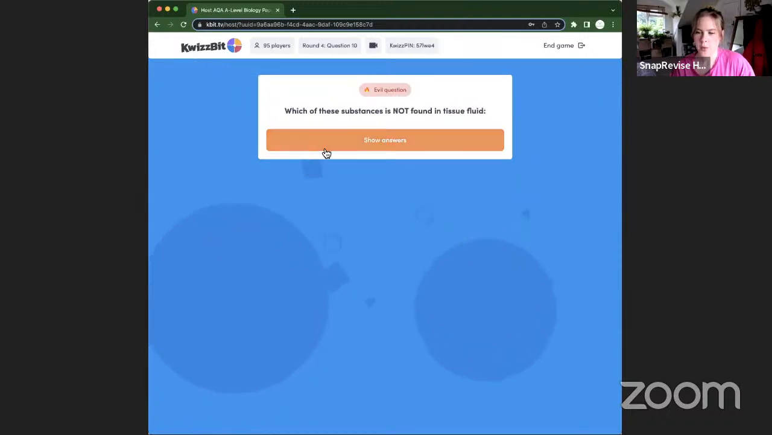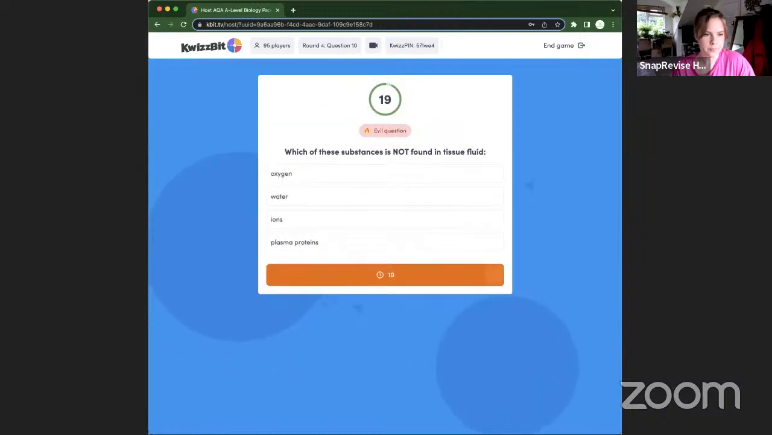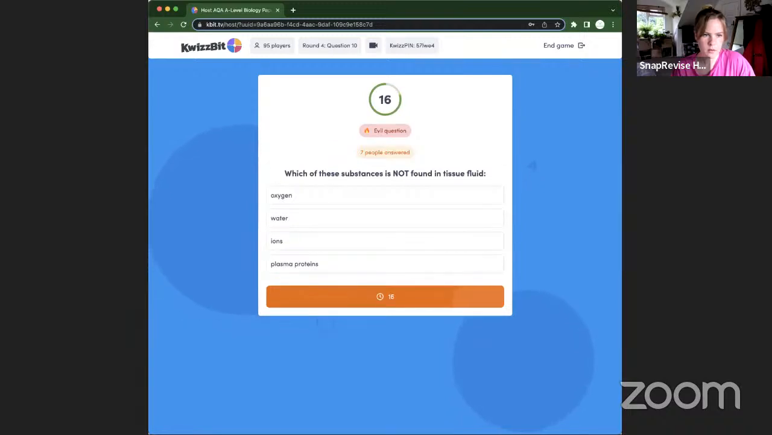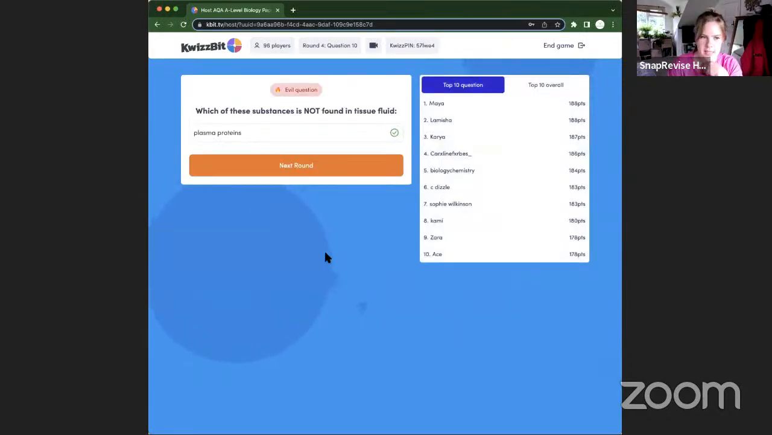Okay. Which of these substances is not found in tissue fluid? We've only got one more biology round after this, and then it's one general knowledge, and then we're done. Okay, the answer to that one is plasma proteins, because they are simply too large to fit through the capillary walls.